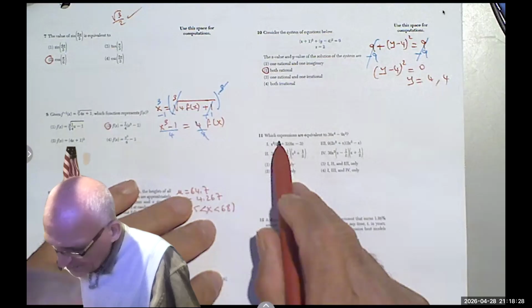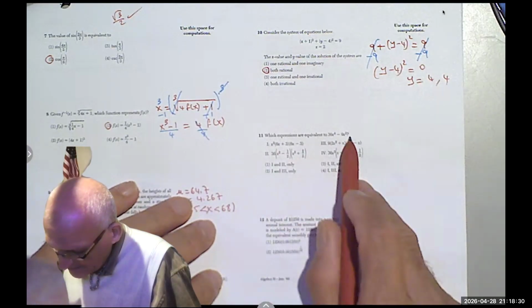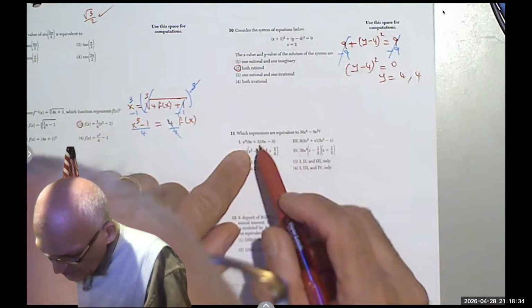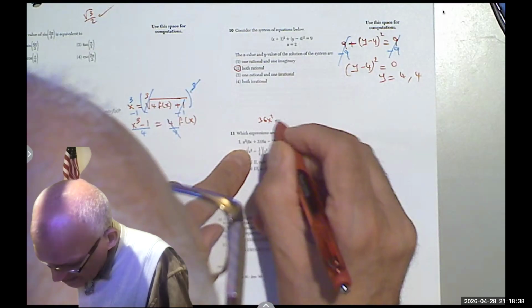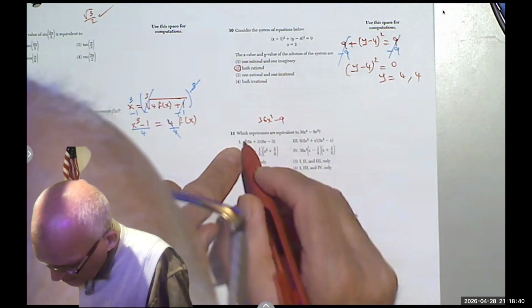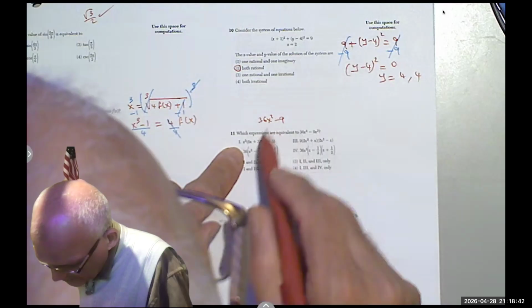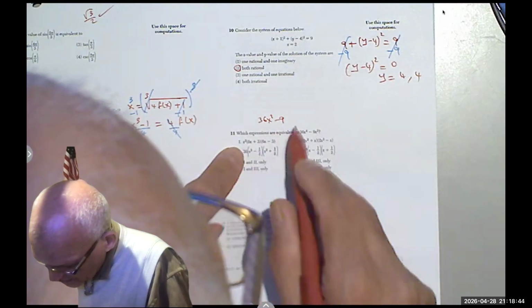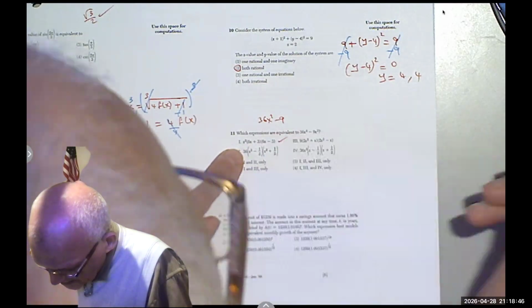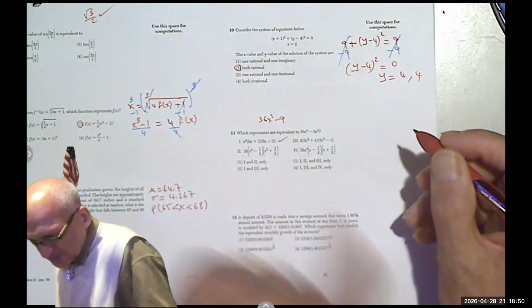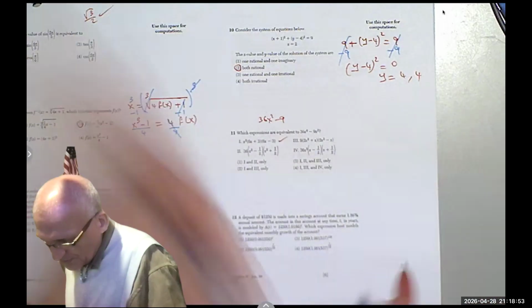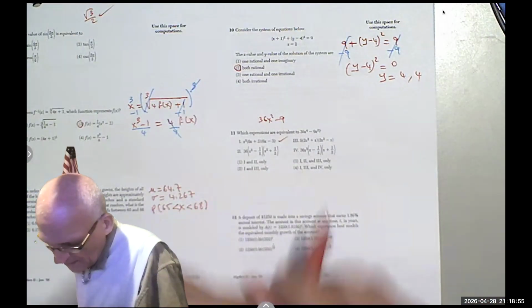Okay, which expressions are equivalent to that? Oh my God. Okay, so the first one is 36x squared minus 9. When you multiply it by x squared, you get 36x to the 4 minus 9x squared. So this is correct. But you may have more because they tell you, is it 1 and 2, 1 and 3, 1, 2, 3, or 1, 3, 4? How about the second one?